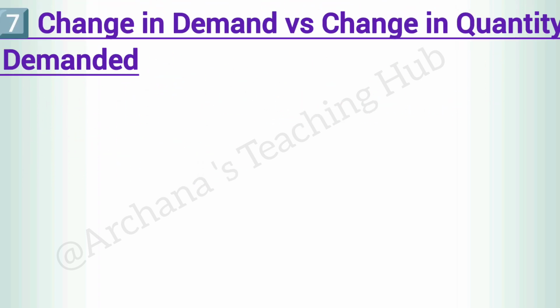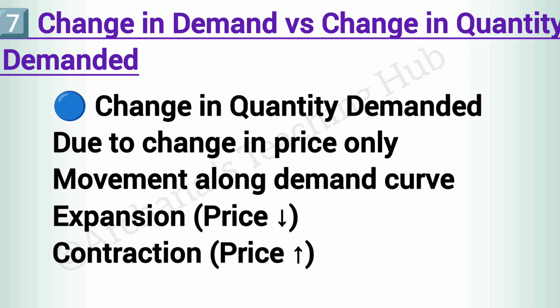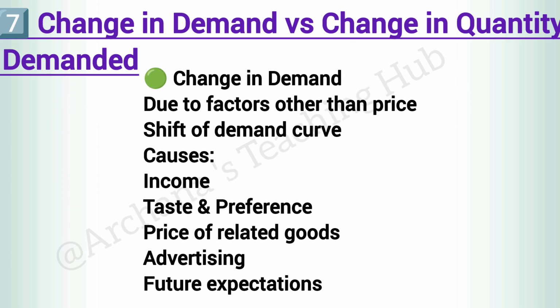Change in demand versus change in quantity demanded. Change in quantity demanded is due to change in price only. Movement along demand curve. Expansion, price decreases. Contraction, price increases. Change in demand is due to factors other than price. Shift of demand curve. Causes: first, income; second, taste or preference; third, price of related goods; fourth, advertising; fifth, future expectations.